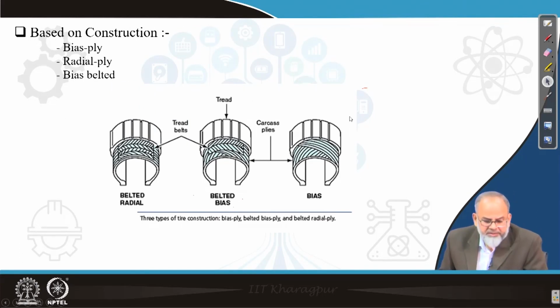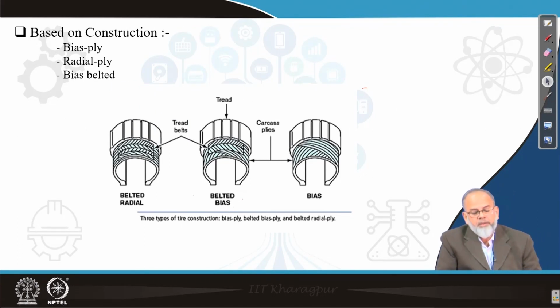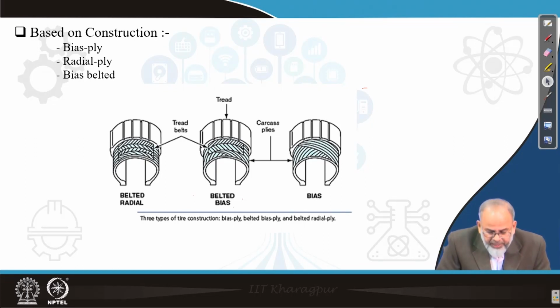Now, based on construction, the pneumatic wheels can be called bias tire, bias belted tire, or radial tire. Commonly, bias ply tires, either bias tire or bias belted tire, are used by tractor manufacturers. Nowadays, radial tires are coming into the picture. The only advantage in case of a radial tire is that it will have more sideward deflection, so the contact area is more. That is the main advantage over the belted or bias belted tire.